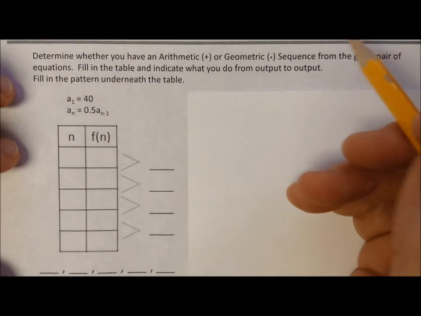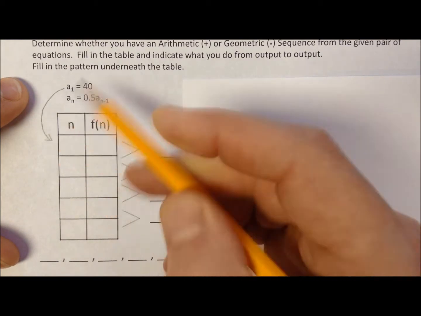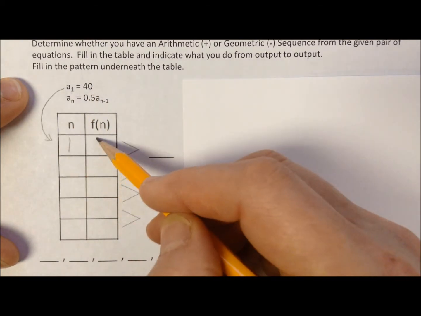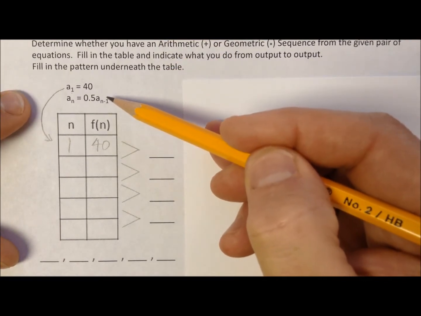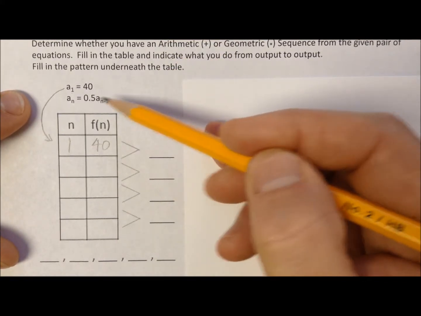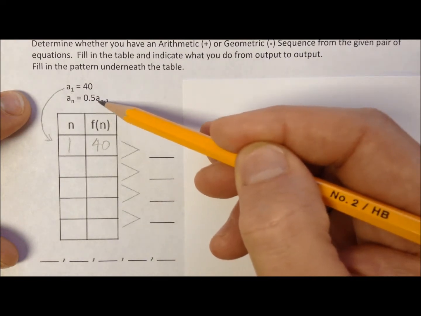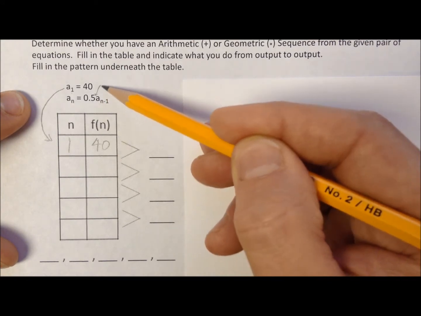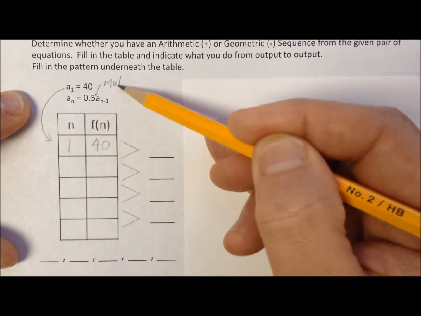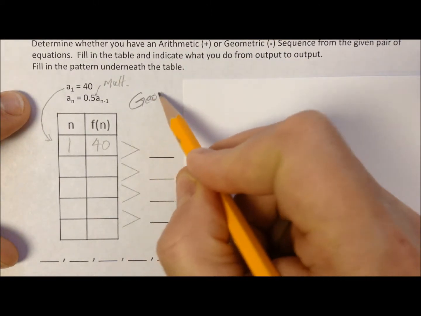All right. So this one right here gives me a starting position of 1. My first number is 40. I take a look at my second one, and ask myself, am I multiplying or am I adding? What's going on here? I don't see any adding. I'm not looking at the subscripts, right? I'm looking at what's happening to the A, and I notice right here that that is multiplication. Multiplication. So this is going to be a geometric sequence.